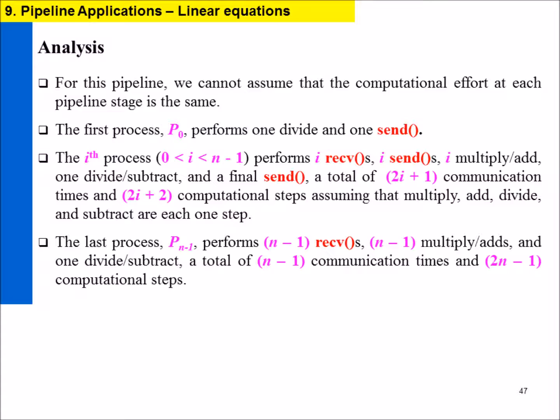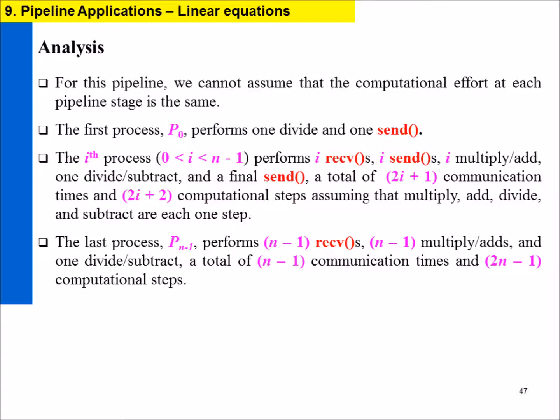How long does this all take? Well, for this pipeline, we cannot assume that the computational effort is the same at each pipeline stage, as we saw in the previous timing diagram. The first process P0 performs one divide and one send. The ith process between 0 and P minus 1 performs i receives and i sends, i multiply, add, 1 divide, subtract, and a final send, a total of 2i plus 1 communication times and 2i plus 2 computation steps, assuming that multiply, add, divide, and subtract are each one step.